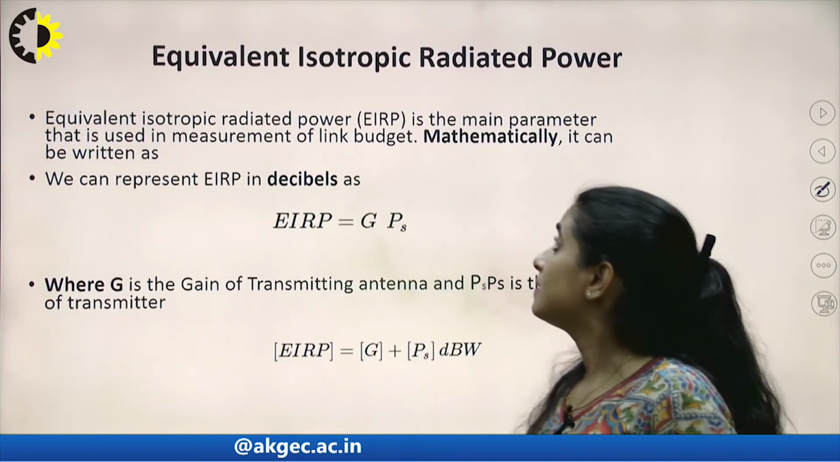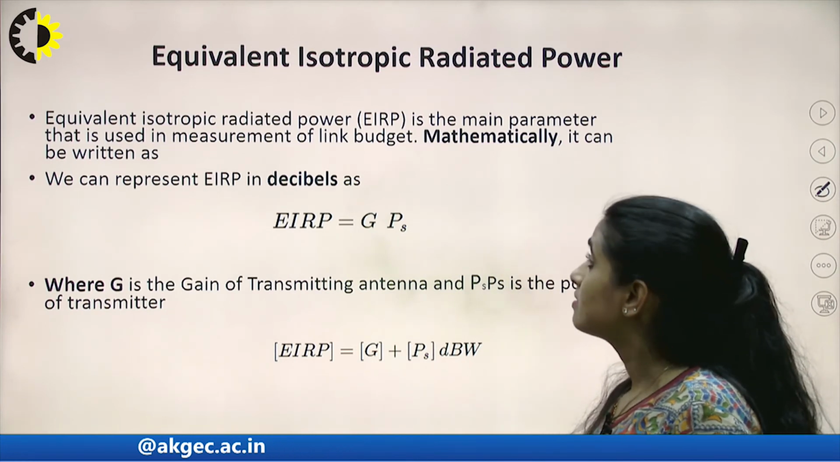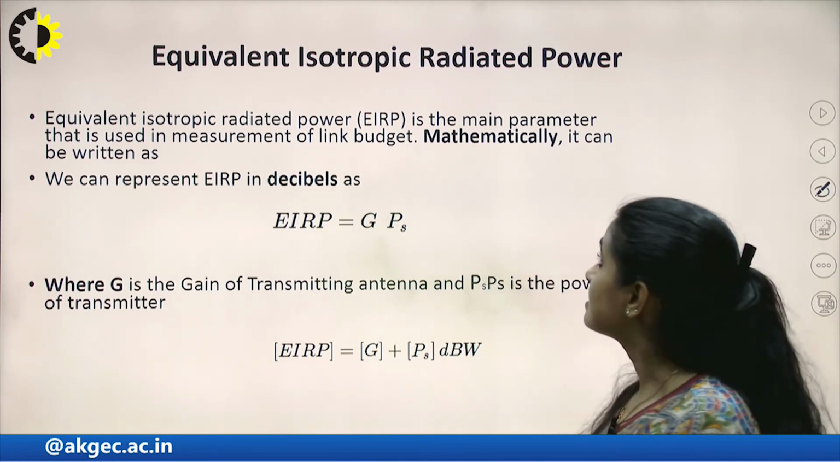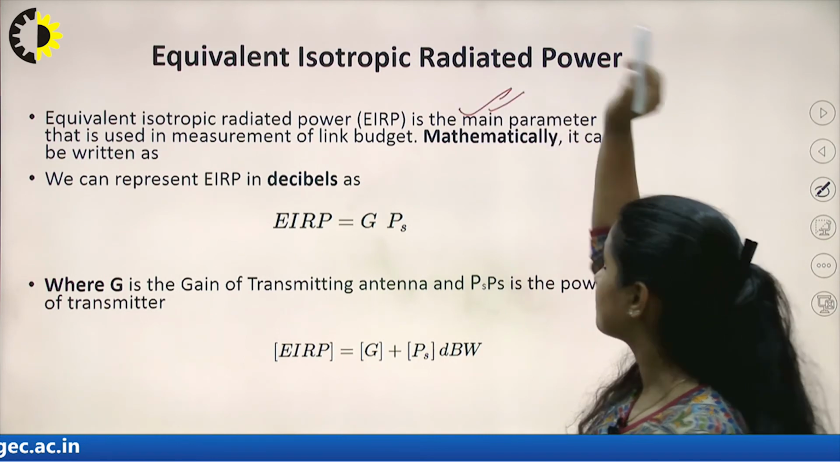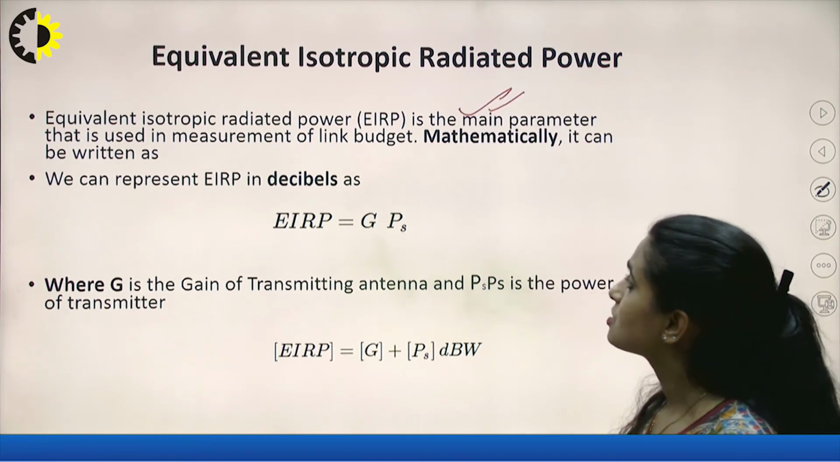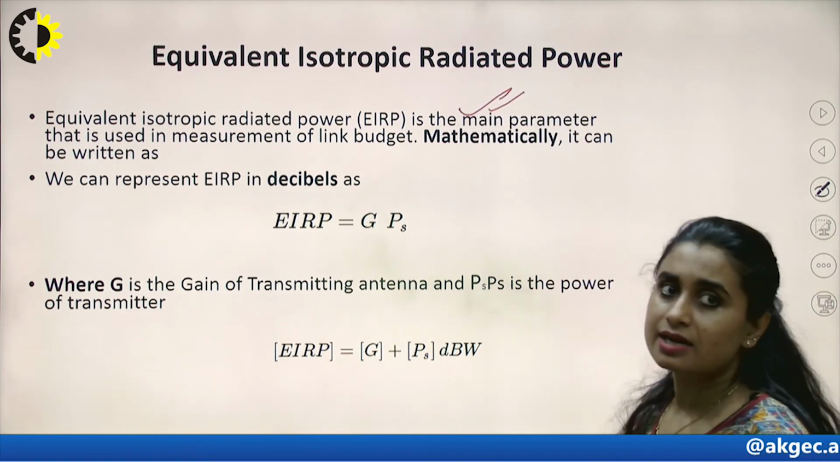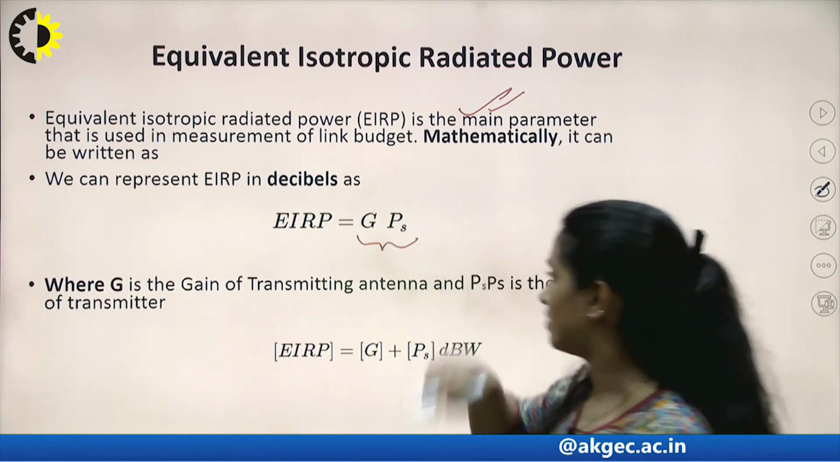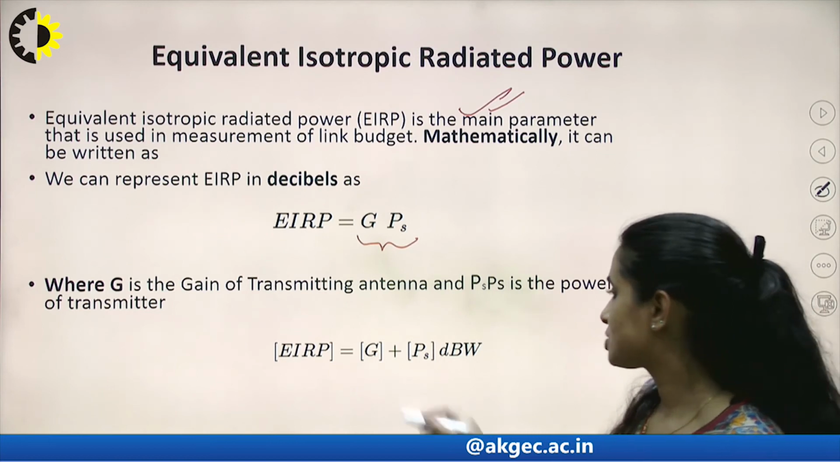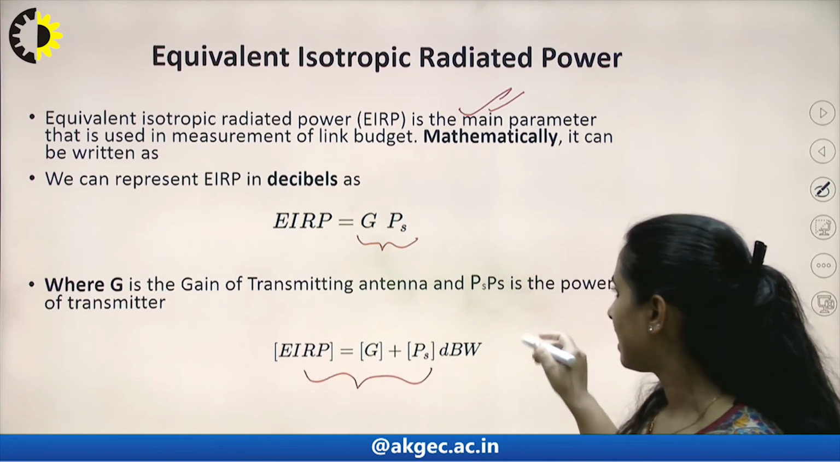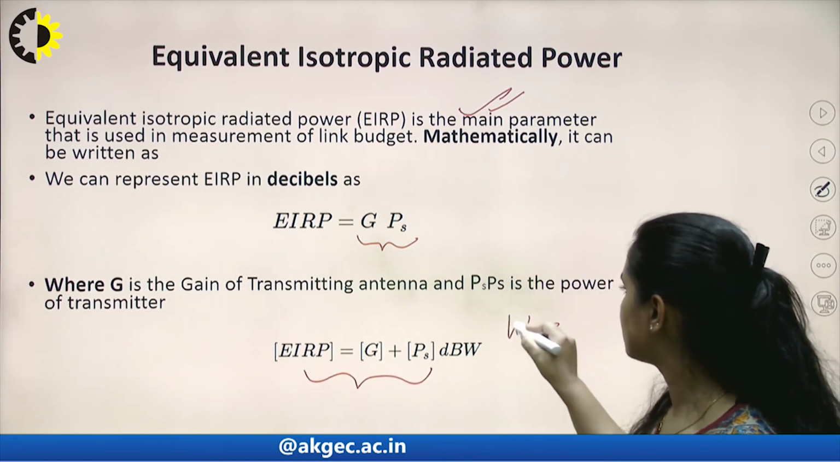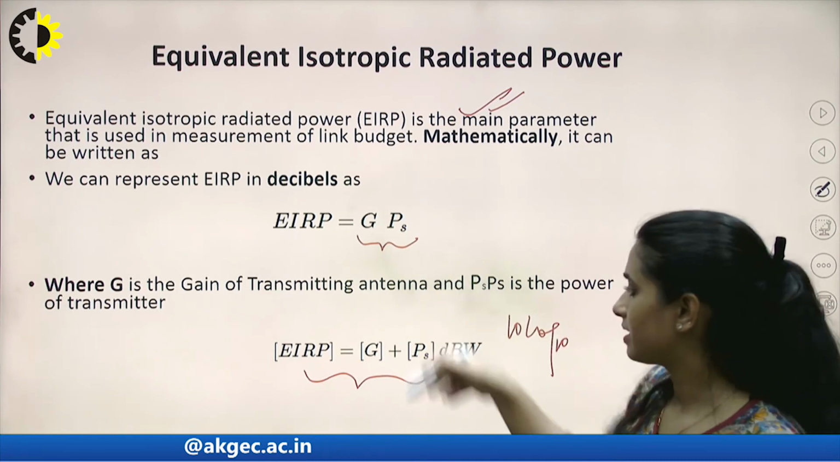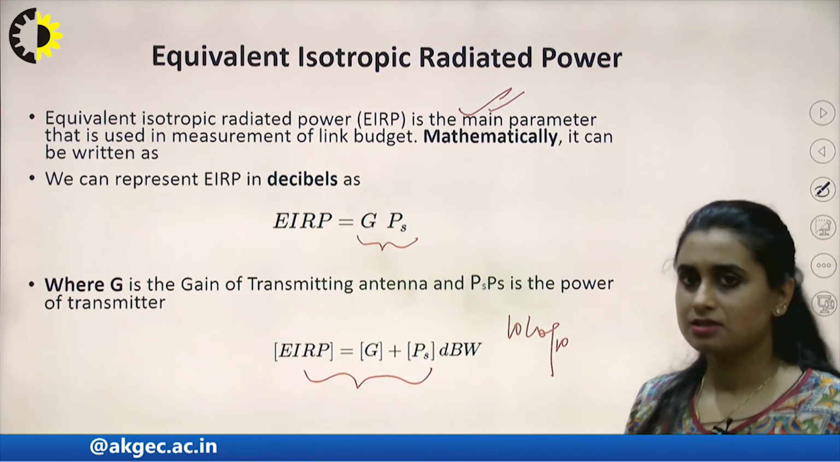What is EIRP, equivalent isotropic radiated power? It is one of the important parameters which is used for measurement of the link budget, which was discussed earlier as well. Mathematically it can be written as gain into power, right? So if I express it in decibel, then I will convert it into 10 log to the base 10, and my multiplication will be written in plus form, right?